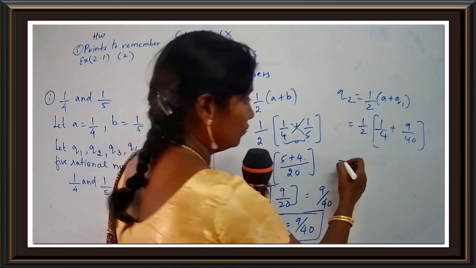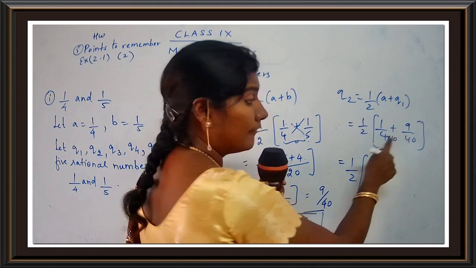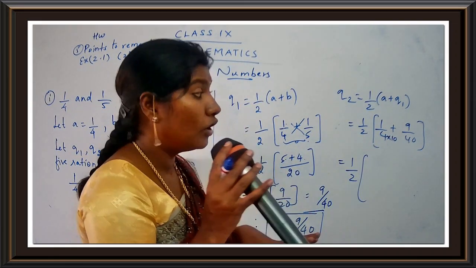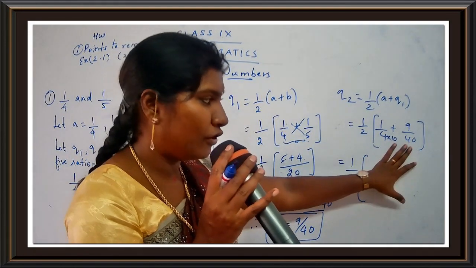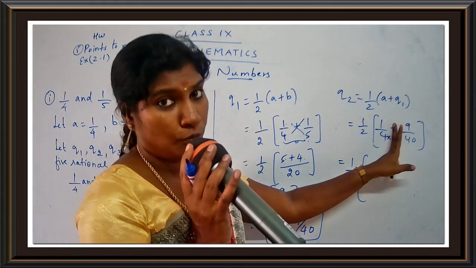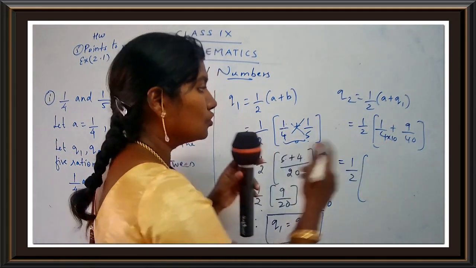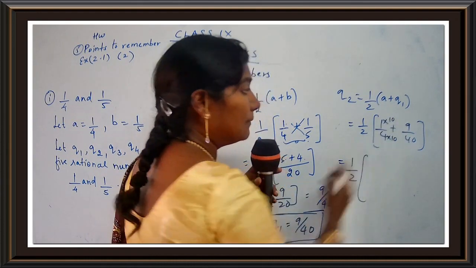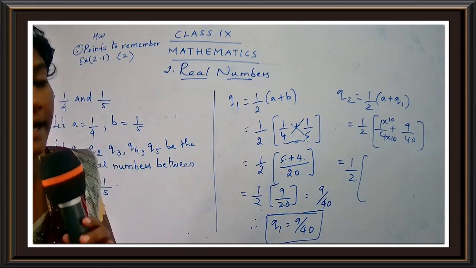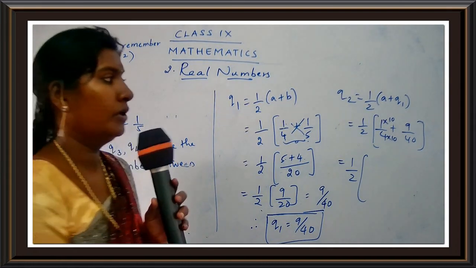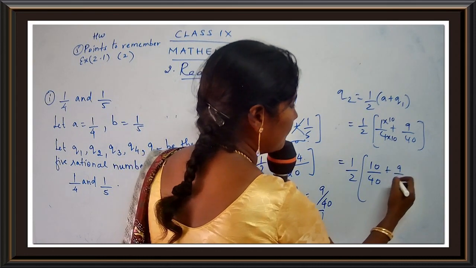So this is equal to half of, here I am going to multiply by 10. Why am I going to multiply by 10? Because I want the same denominator. Okay, children, if I get the same denominator, I can add the numerators. So in the numerator also I will multiply by 10. Do not forget to multiply by 10 in the numerator. So I get here 10 upon 40 plus 9 upon 40.